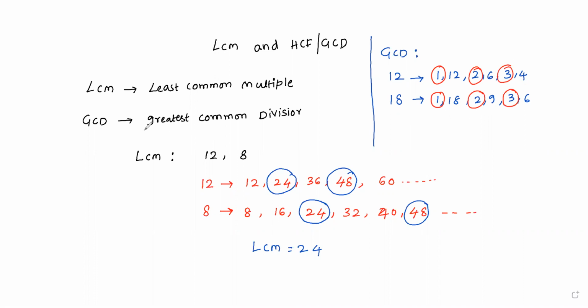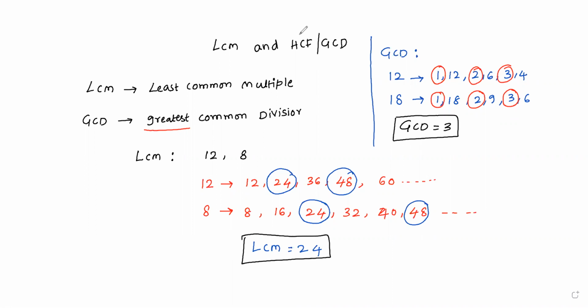In this case, we are talking about the greatest one. There are three common numbers, and among them, which number is greater? 3 is the greater one. So here GCD is nothing but 3. So this is a simple explanation of the LCM and HCF. Let us see how we can solve this using the ratio method and special cases, that is, observation. I hope you understand both of these.